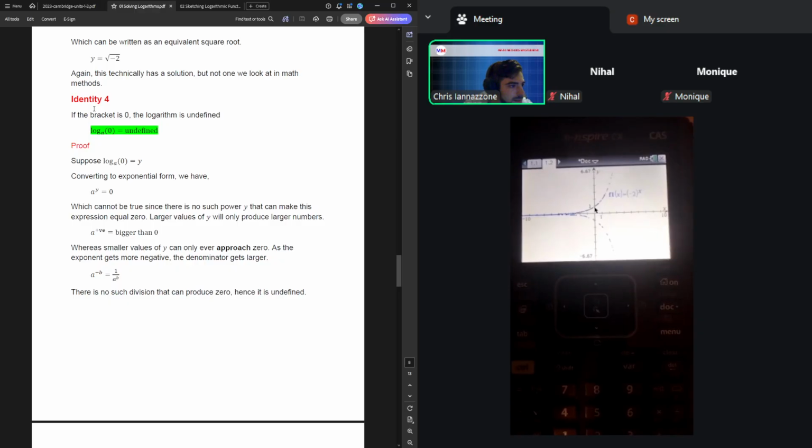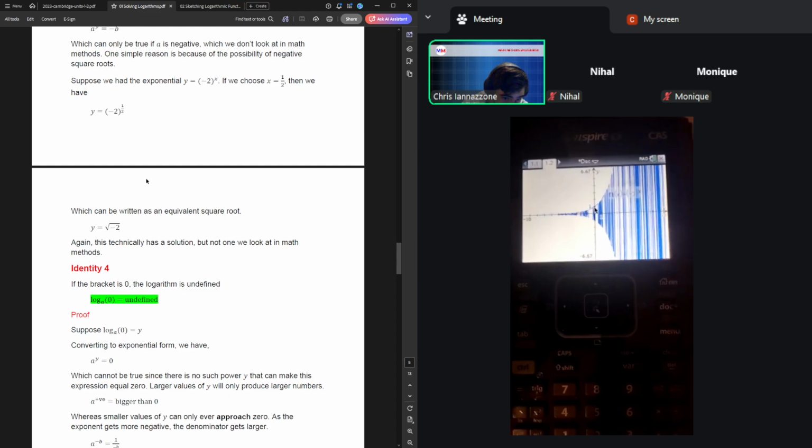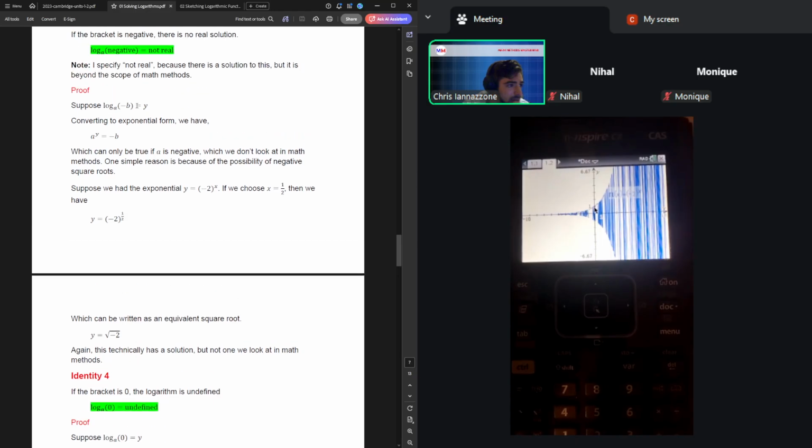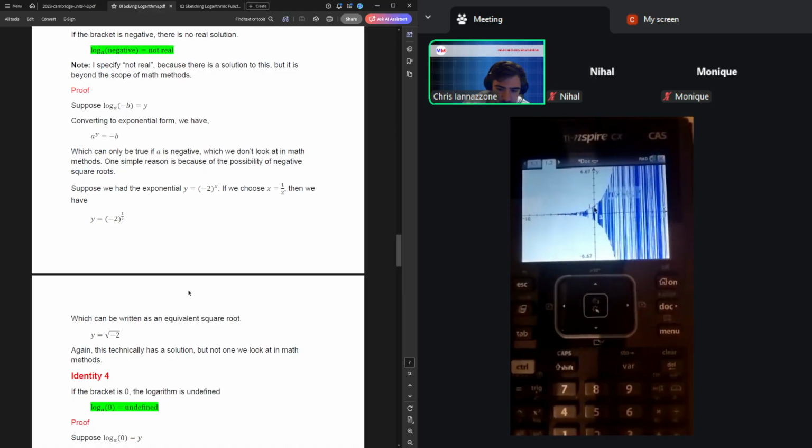Anyway, next up. If the bracket is 0, the logarithm is undefined. That's a distinction that matters for Spec kids. The difference between non-real and undefined is important to understand for anyone doing Spec here. Non-real just means it could be an imaginary or complex solution, whereas undefined just means literally it's undefined. We haven't given it a definition. This is typically reserved for your asymptotes, right?